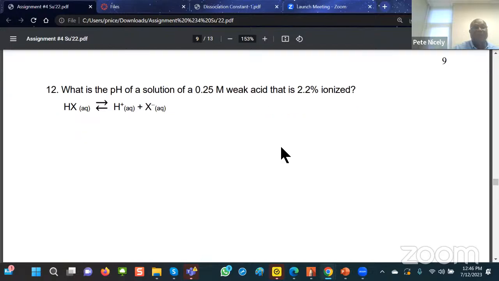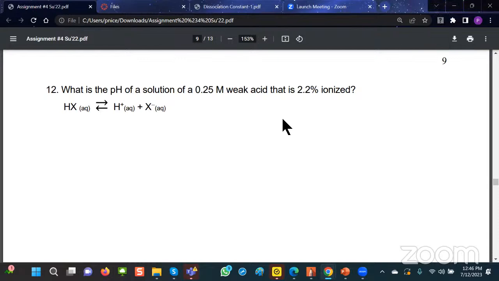Okay, number 12. We should make short work of this one before our next break. It says, what is the pH of a solution that is 0.25 M of a weak acid that is 2.2% ionized? So, any ideas? Would you work the ionization equation backwards?